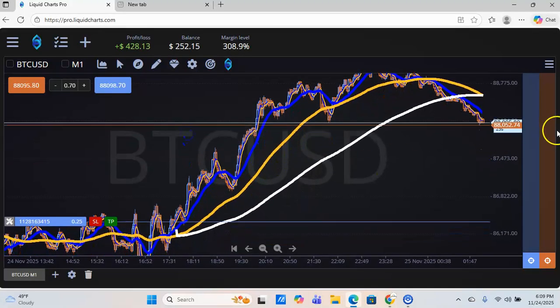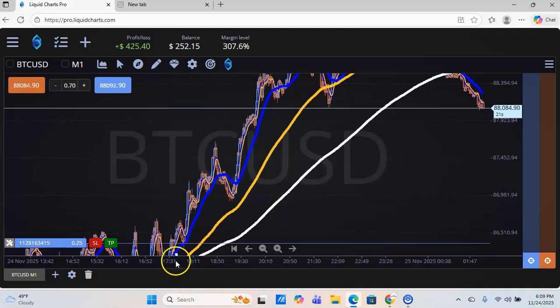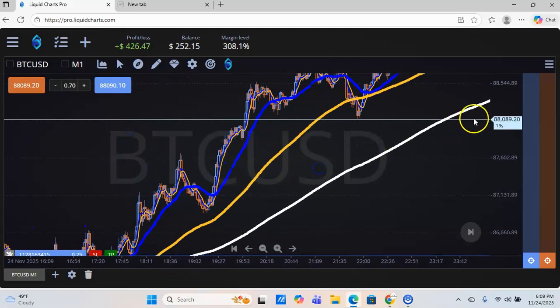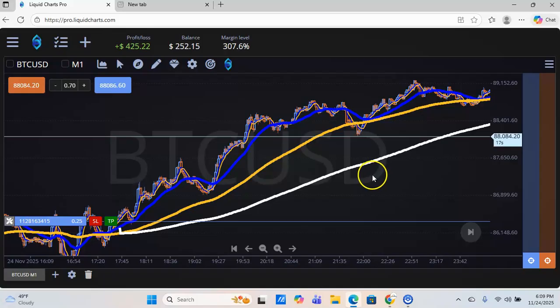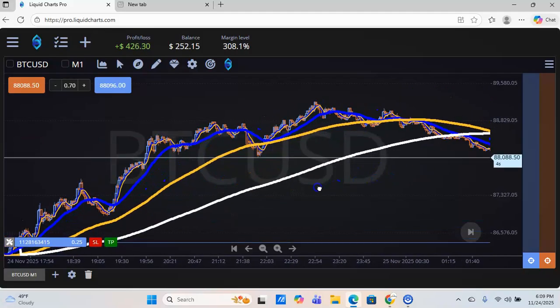If y'all looked from earlier, let's do something different. Let's not even talk about the candlesticks. What if we just focus on the moving averages, just the movement of these moving averages? This thick blue moving average right here crossing with this orange moving average. You know what I mean?